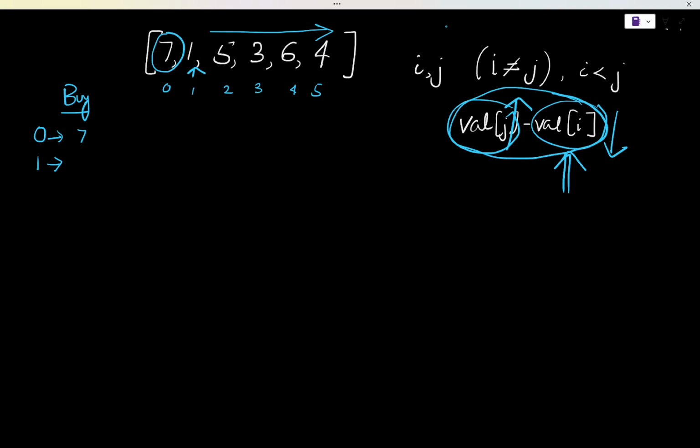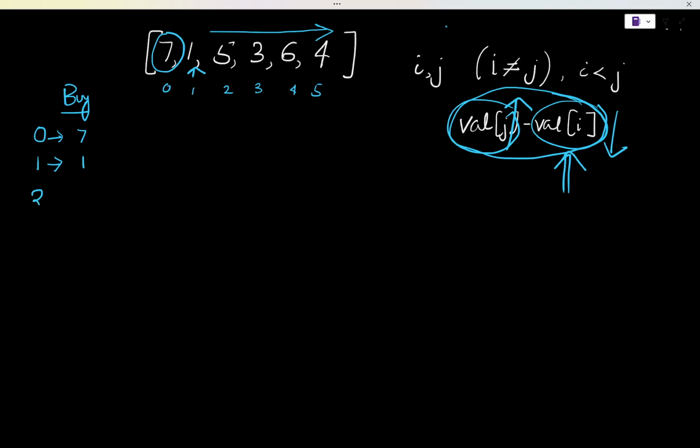So I will change the buying price to 1 here. Basically, we'll iterate on the array from left to right, and we'll have a variable called buy, which will store the least element we have seen so far, because it is always optimal to keep the buying price as low as possible.